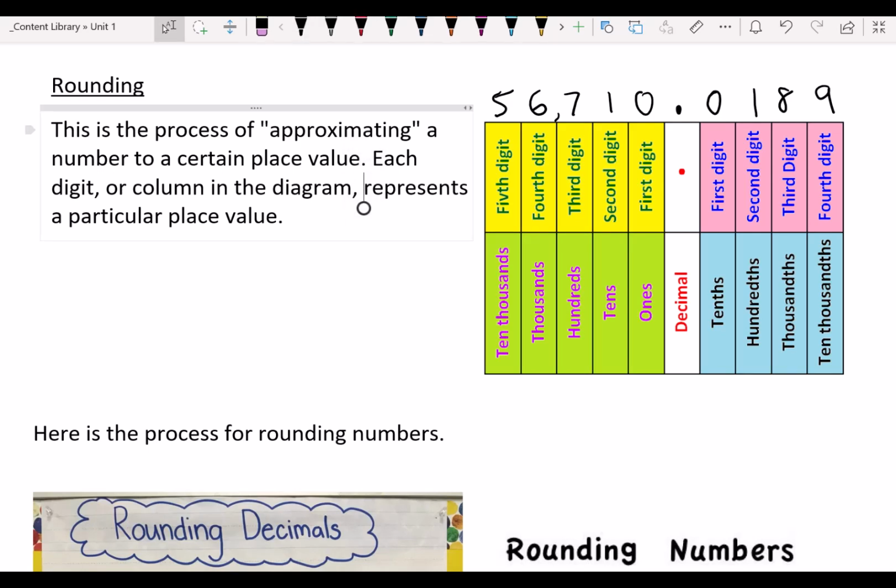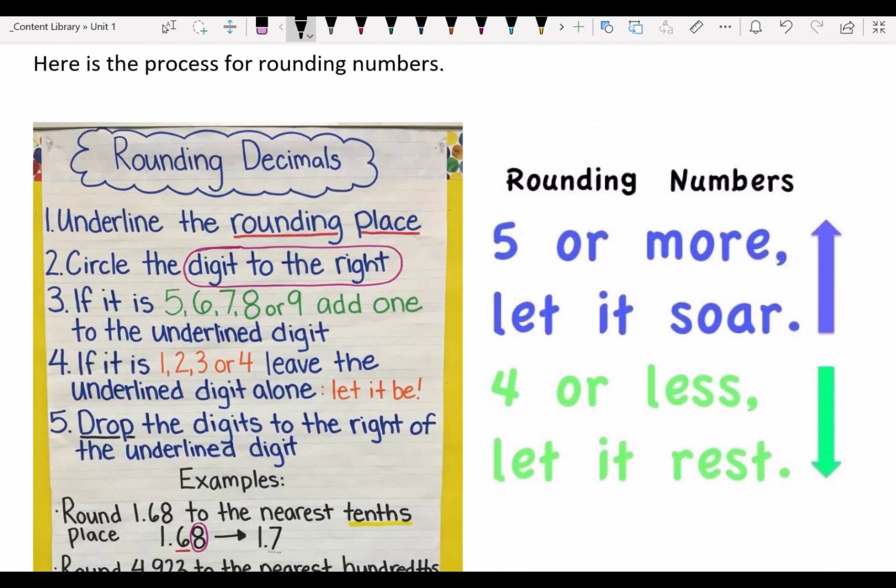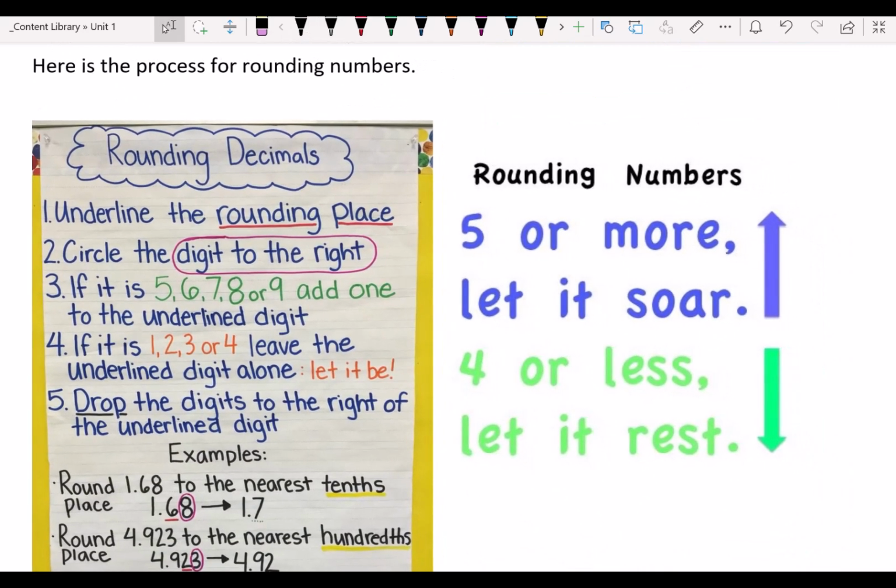So the 5 represents the 10 thousands column. The 6 is the thousands, and then to the right of the decimal, we've got the tenths, the hundredths, and the thousandths, and so on. So we're going to use that chart a lot when it comes to rounding. I've got some examples of rounding here.